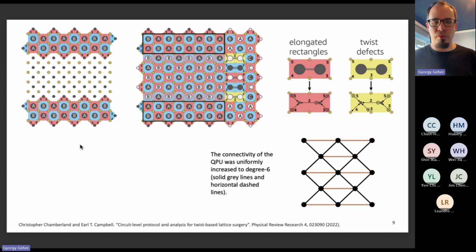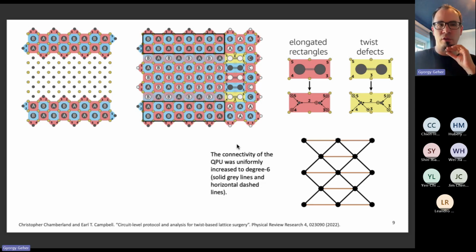For this proposal, they came up with a uniform connectivity hardware proposal, which you can see here. So you have the usual square grid connectivity hardware, but you introduce additional horizontal connectivities, which are the brown lines here, so that you can measure the elongated rectangles and the twist defects. And here the numbers essentially just tell you in which layer you execute which entangling gate.